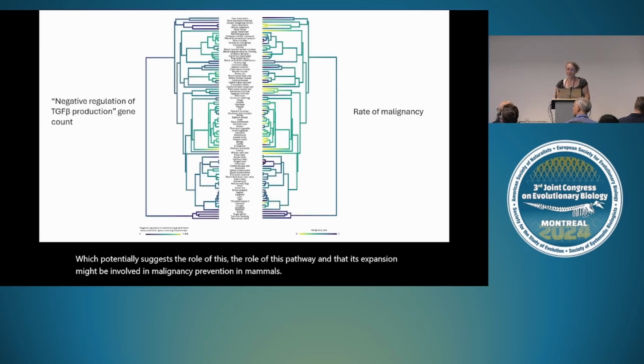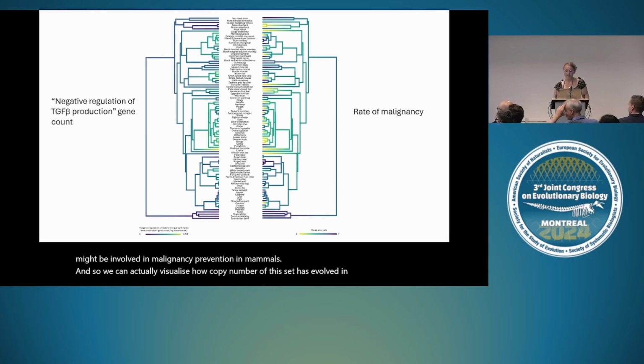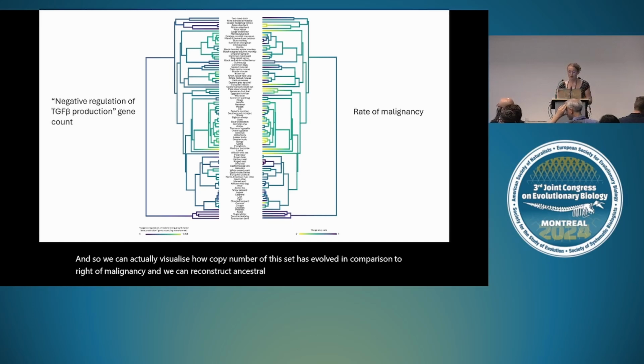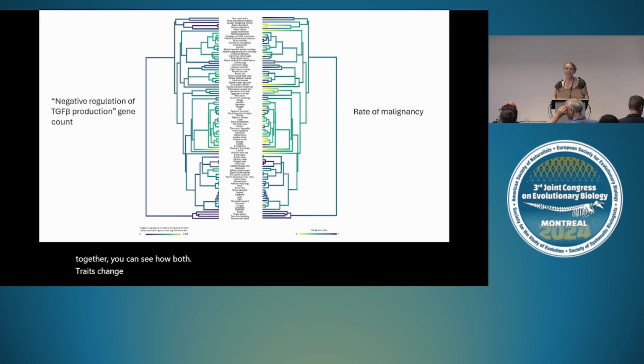And so we can actually visualise how copy number of this set has evolved in comparison to rate of malignancy. And we can reconstruct ancestral traits to see how they've co-evolved. So this figure shows the change in malignancy rate across the mammalian phylogeny on the one side and gene count for the TGF-beta set on the other side. And when you put these two together, you can see how both traits change in comparison, which can give you an insight of the evolution of this gene set and malignancy rate across mammals.